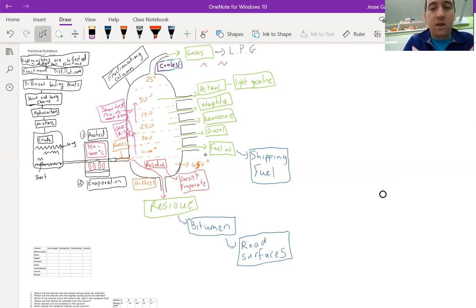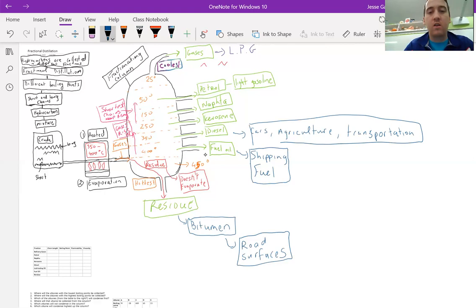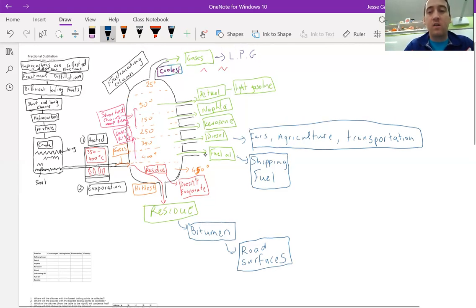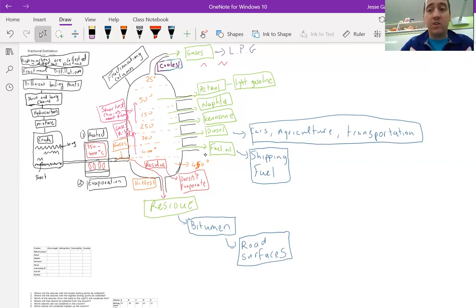Diesel is obviously used for cars and agriculture. So, and transportation. Cars, agriculture, transportation. So lorries, buses, tractors, all use this as a fuel for combustion in engines, basically.